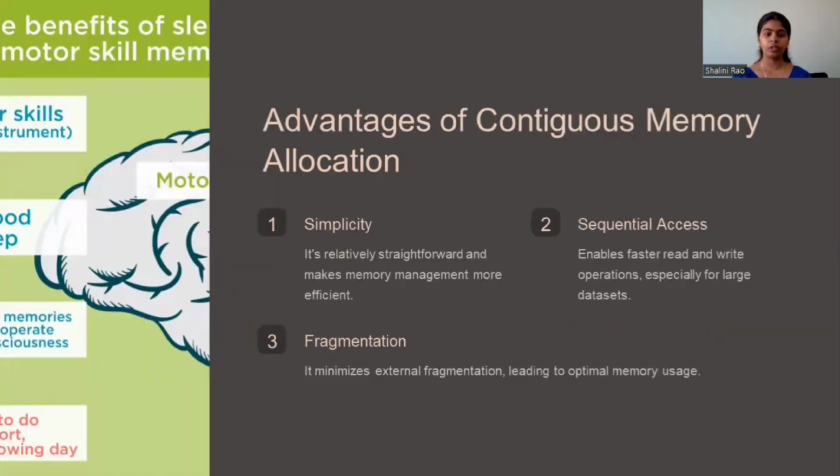Advantages of contiguous memory allocation. Simplicity: it's relatively straightforward and makes memory management more efficient. Sequential access enables faster read and write operations, especially for large data sets. Fragmentation: it minimizes external fragmentation, leading to optimal memory usage.